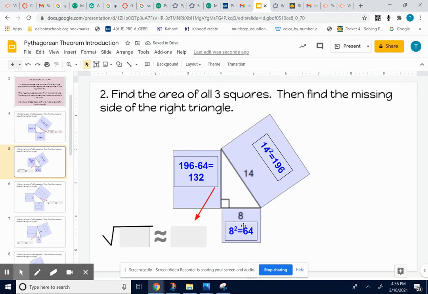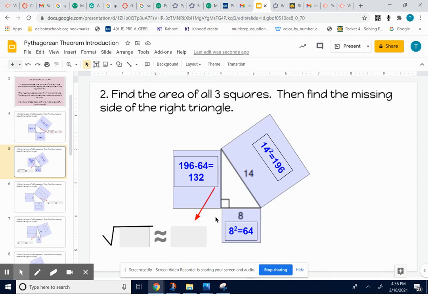Again, the two small squares add up to the big square. So if I have the big square and a small square, and I need to find the other small square, I'm going to be subtracting instead of adding. So my missing square is 132.